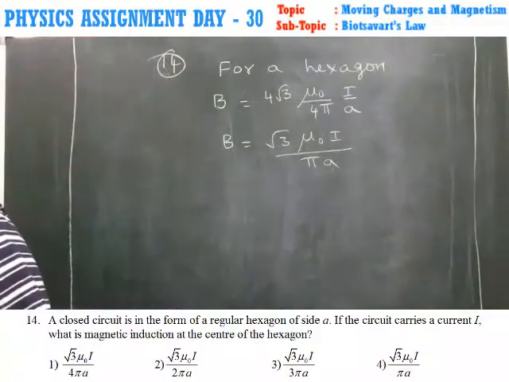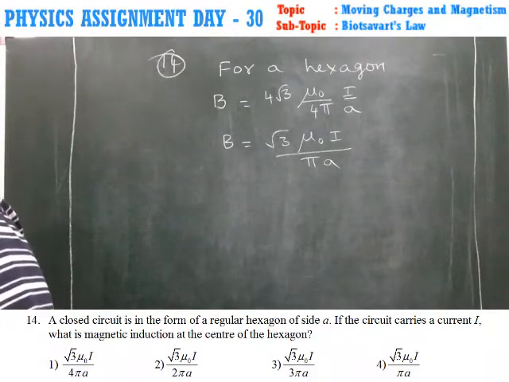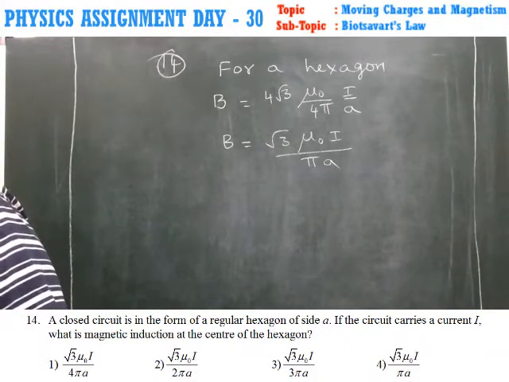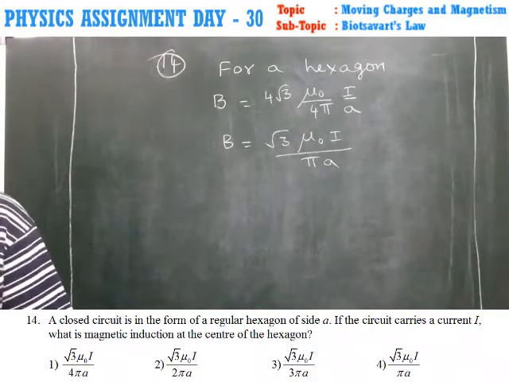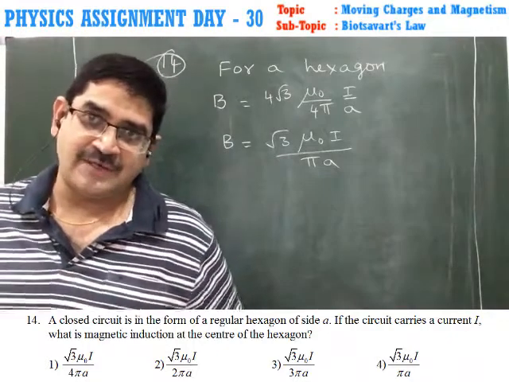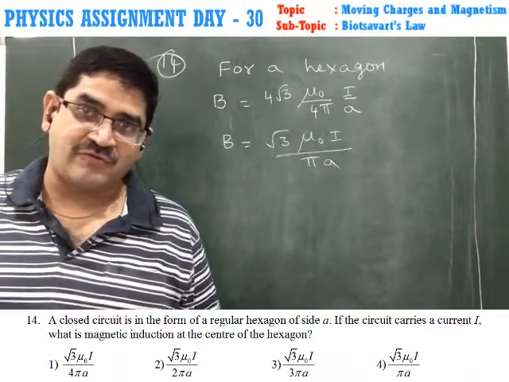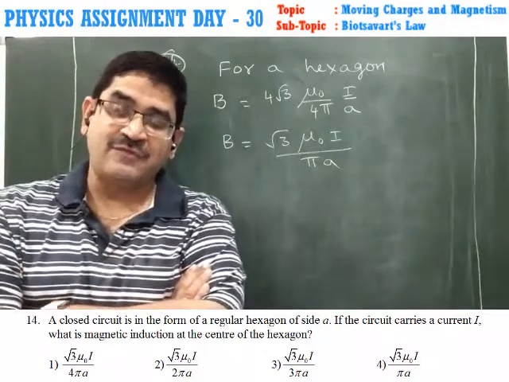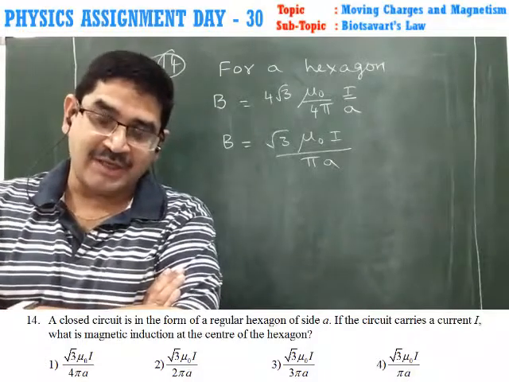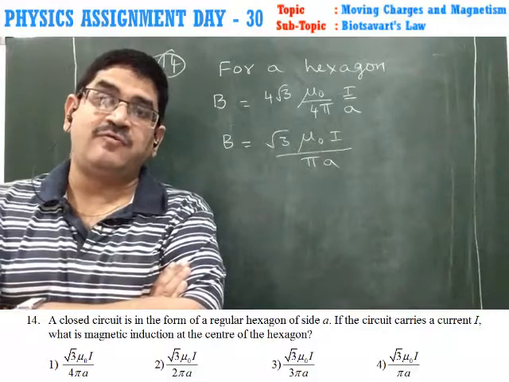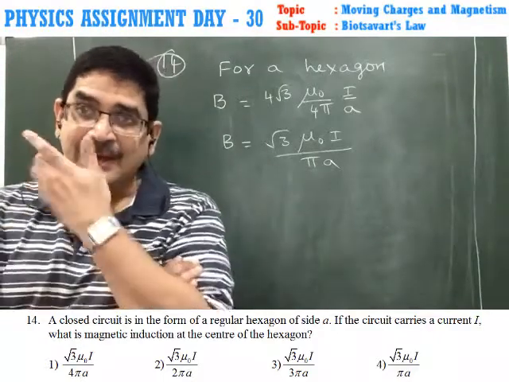Students, in the 14th question, a closed circuit in the form of a regular hexagon of side a. If the circuit carries a current I, what is the magnetic induction at the center of the hexagon? This is what he is asking. Students, try to understand. I told you also, if you consider a square, it was 8 root 2 mu naught by 4 pi I by a. But if it is a hexagon, it will be 4 root 3 mu naught by 4 pi I by a, where a is the side of the hexagon and it is the center.